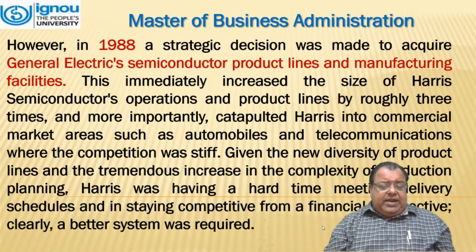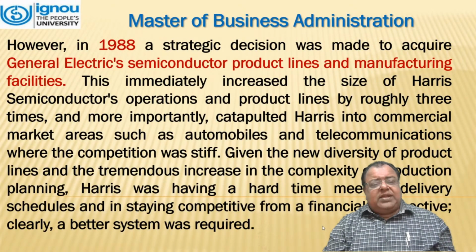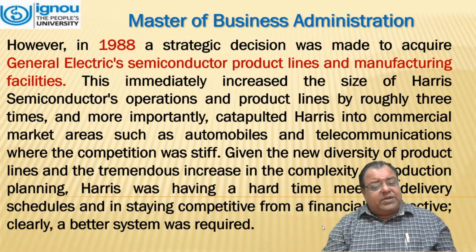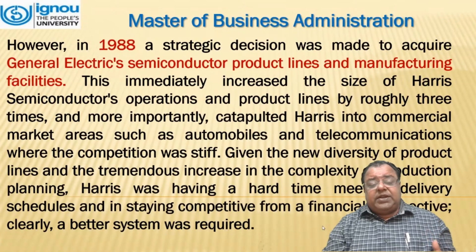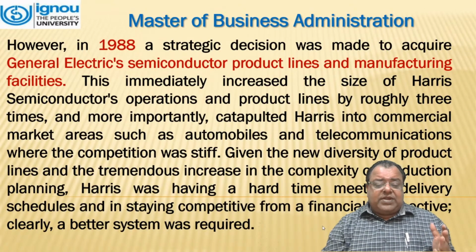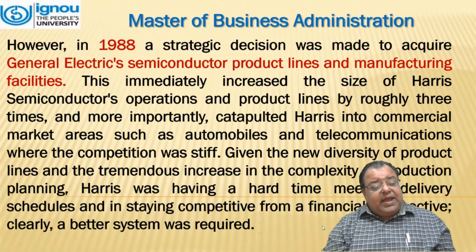However, in 1988, a strategic decision was made to acquire General Electric semiconductor product lines and manufacturing facilities. This immediately increased the size of Harris Semiconductor operations and product lines by roughly three times, and more importantly, catapulted Harris into commercial market areas such as automobiles and telecommunications, where the competition was stiff. Given the new diversity of product lines and tremendous increase in the complexity of production planning, Harris was having a hard time meeting delivery schedules and staying competitive from a financial perspective. Clearly, a better system was required.